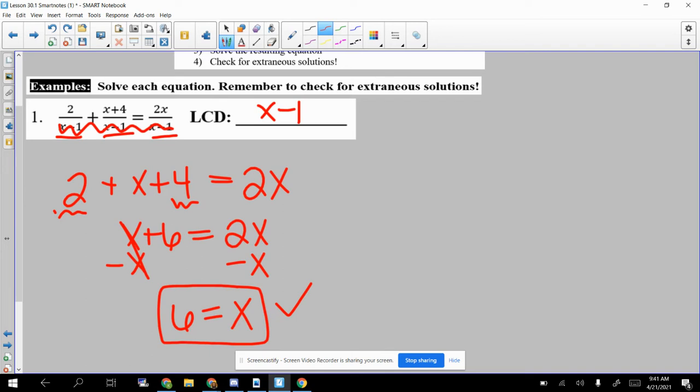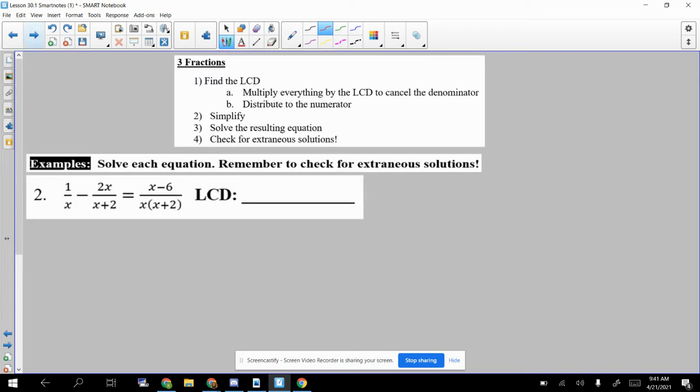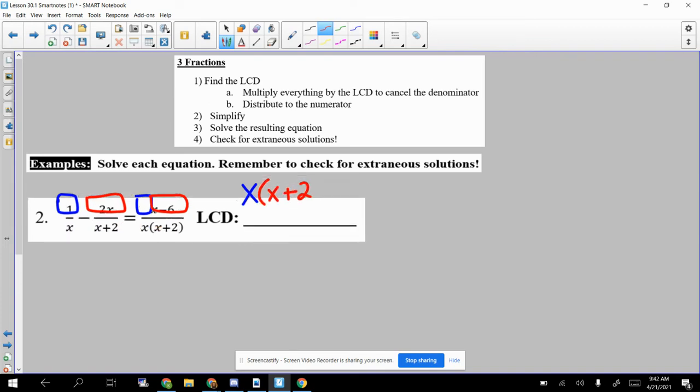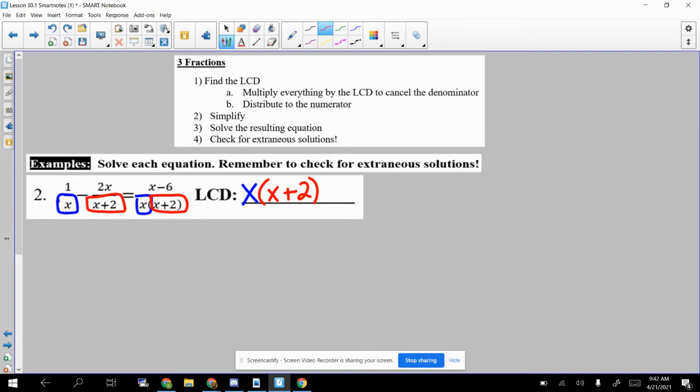Okay. Awesome. Let's try another one that does not have the same common denominator to begin with. So we have x, x plus 2, and x times x plus 2. So in this case, you have to look at what they have in common. So these two both have the x, so that's going to be part of your LCD. And then these two both have the x plus 2, so that's going to be part of your LCD. So now you basically just need to figure out what's missing.